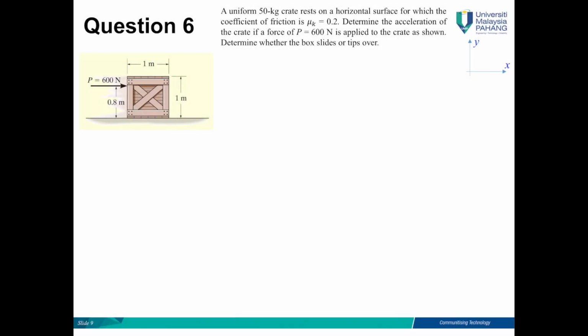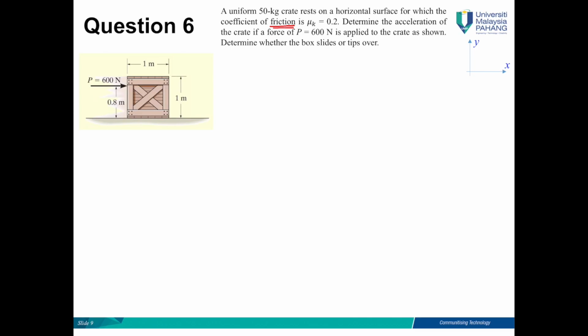Okay, now let's move on to question number 6. This is a slightly different question, although it still involves translation motion. So let's read the question. A uniform 50 kg crate rests on a horizontal surface for which the coefficient of friction is mu k equals 0.2. So this is a keyword here, that now it involves friction.